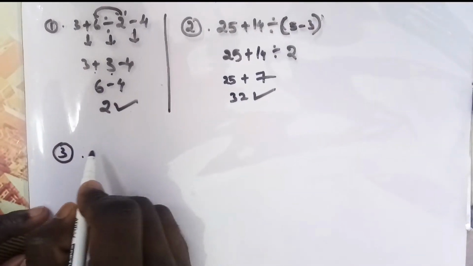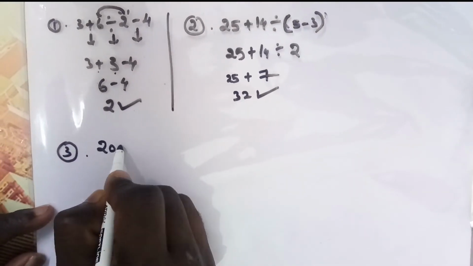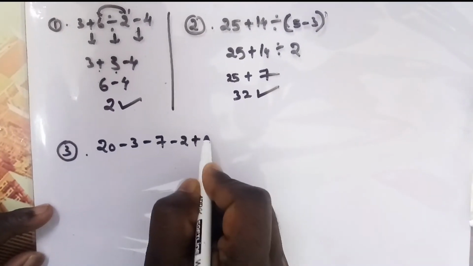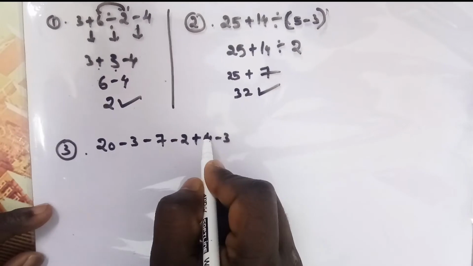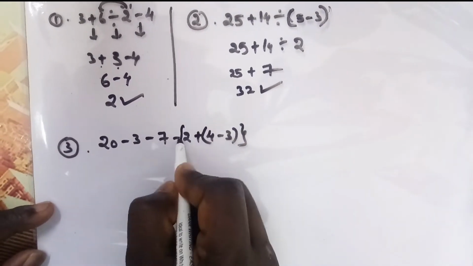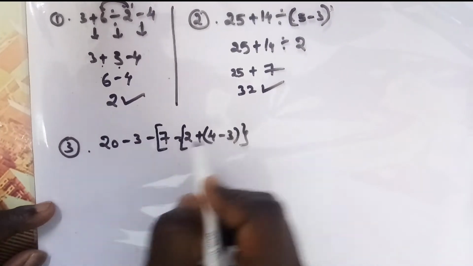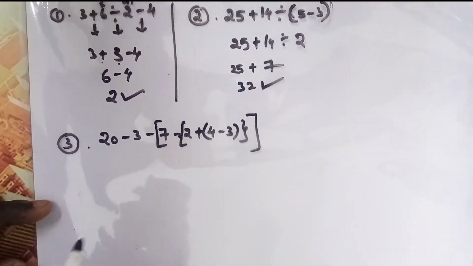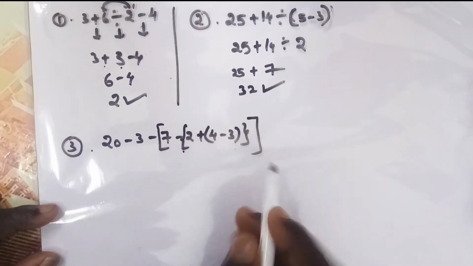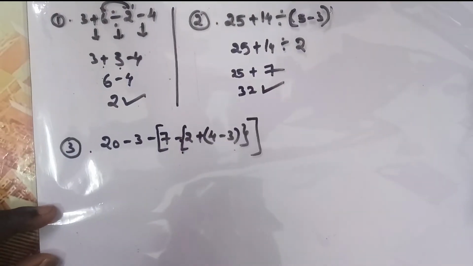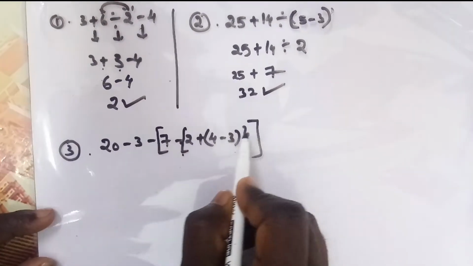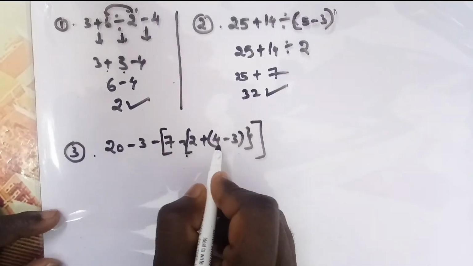Okay, let's solve one more example. One more example is 20 minus 3 minus 7 minus 2 plus 4 minus 3. I will use brackets like this. We consider this bracket inside, this bracket inside. Whatever the bracket, first we will do inside the bracket, then we will solve this bracket, then we will solve this bracket. Let's see the example.